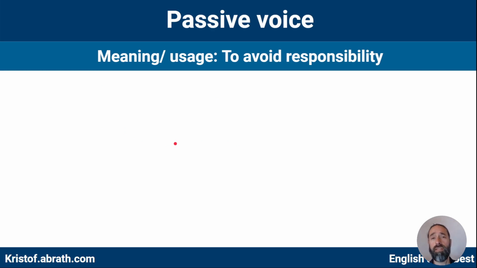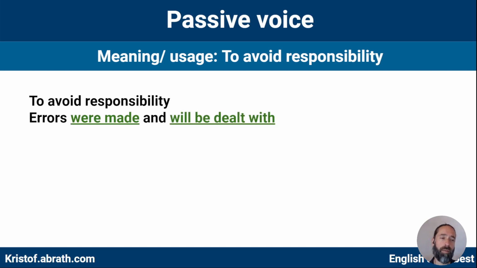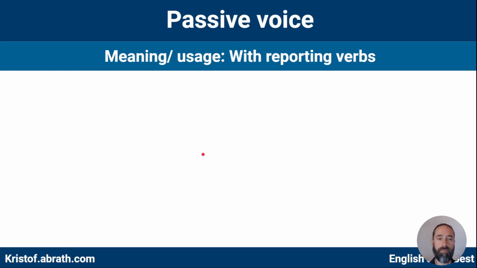It's also used in business to avoid responsibility. So for example, errors were made and will be dealt with. I'm trying to avoid responsibility by not saying I did those errors or I made those errors. No, errors were made. We're not going to talk about who did them and what and why and how, but they were made. We will admit that. And they will be dealt with, again, by someone. Again, we will see who will do those things. So we're trying to avoid responsibility here.